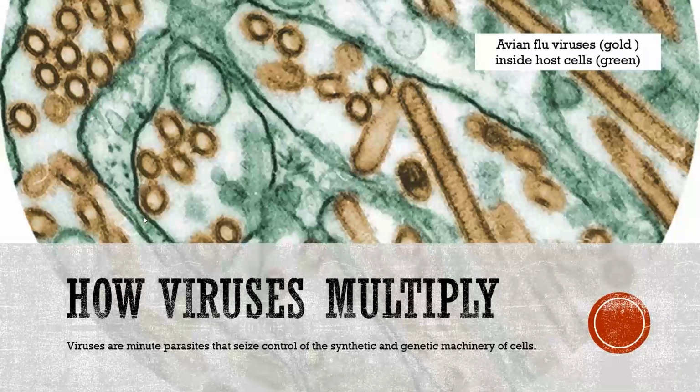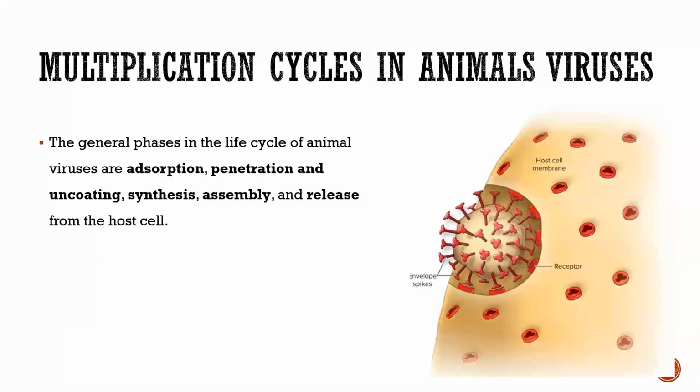And as we talked about last time, they're non-living. They can't reproduce on their own. They require a host. And to do that, they need to hijack the ribosomes or the transcription or translation machinery. There are a couple of steps that the virus will go through to multiply, especially in animals. The general stages of a viral life cycle are absorption, penetration and uncoating, synthesis, assembly, and release.